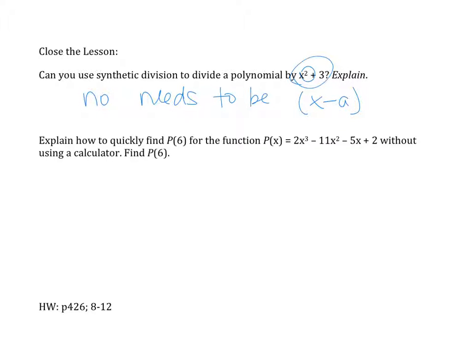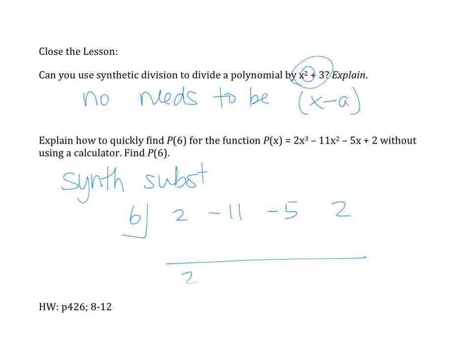Explain how to quickly find P of 6 for the function without using a calculator. Well, you can use our theorem, synthetic substitution. Where you do 6, 2, negative 11, negative 5, 2, add, add, add, so P of 6 equals 8.